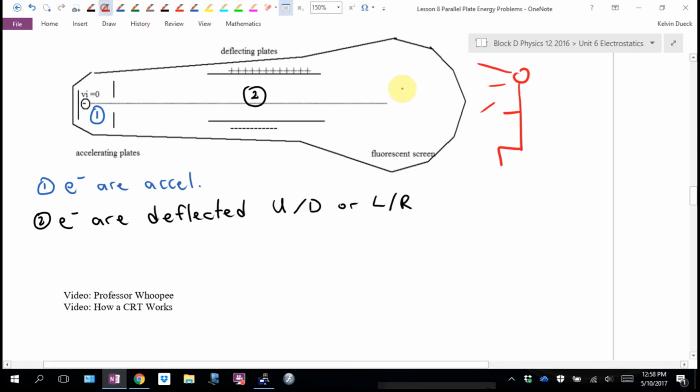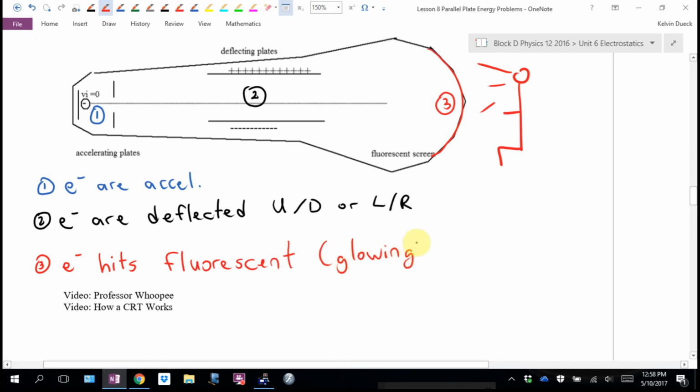Location 3, electron hits fluorescent, if you don't know what the word fluorescent means, glowing screen, and makes a dot. Put a bunch of those dots together and your eyes will see that as a picture because your eyes are just trained to look for pictures in everything, right?